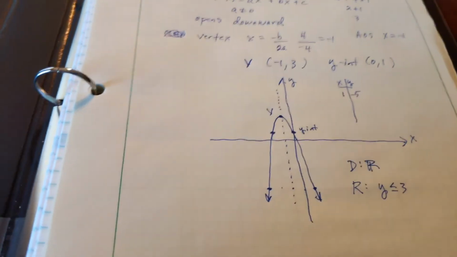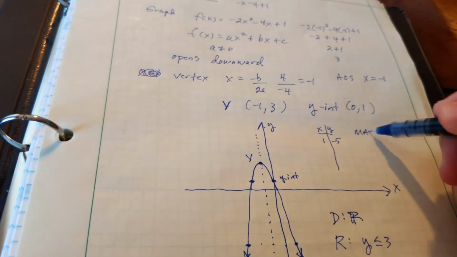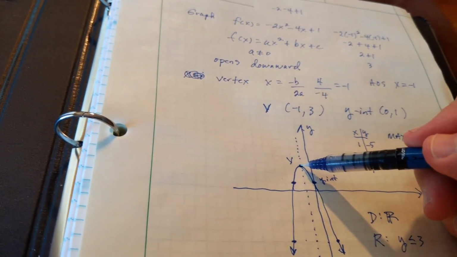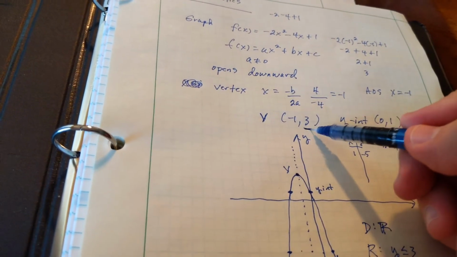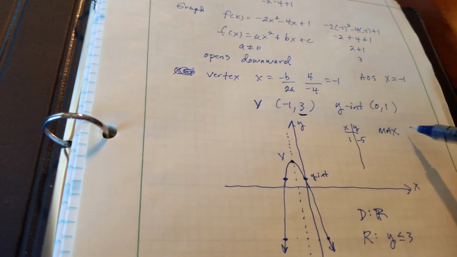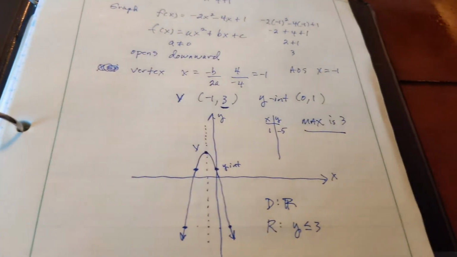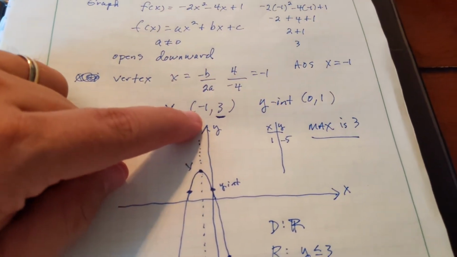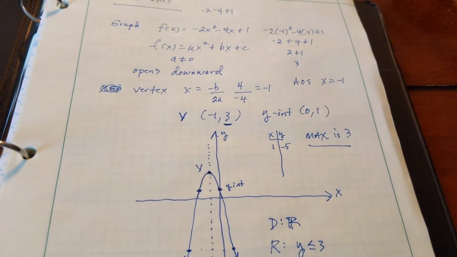The other thing sometimes they ask for is a min or a max, and notice that because this parabola is going downward, this vertex is a maximum point. It's the highest point, and that's always going to be the y value on the vertex. So the max is 3. So I say the max is 3, and if somebody were to ask me where does it occur, I would say, well, it occurs at -1. So the max is 3, and it occurs at -1.